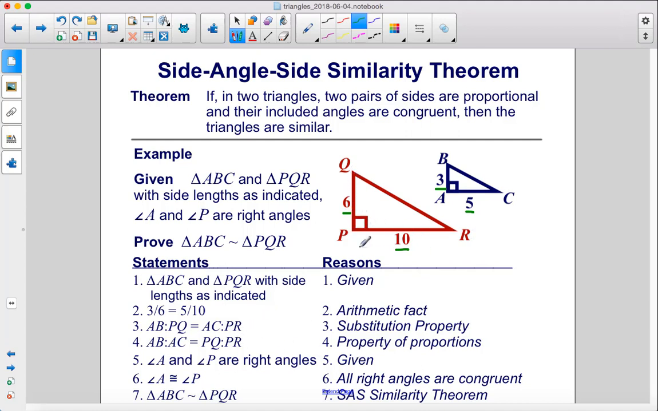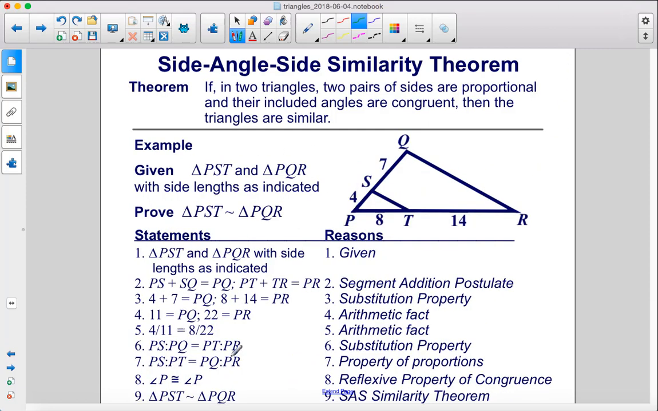It's given that angles A and P are right angles, and angle A is therefore congruent to angle P because all right angles are congruent. And because of the side-angle-side similarity theorem, we can now determine that these two triangles are similar. Here's another proof of the side-angle-side similarity theorem.